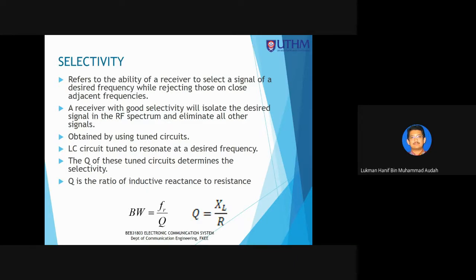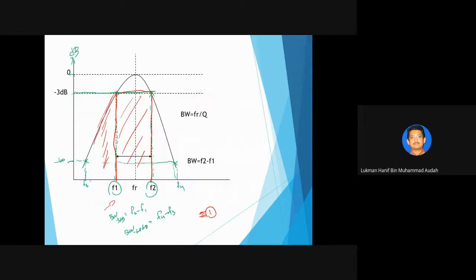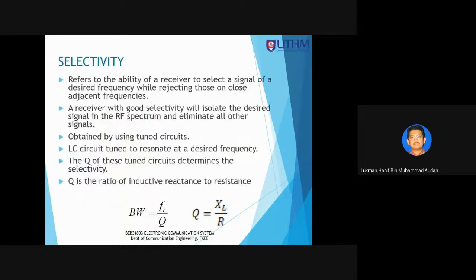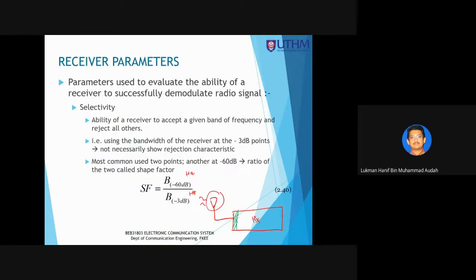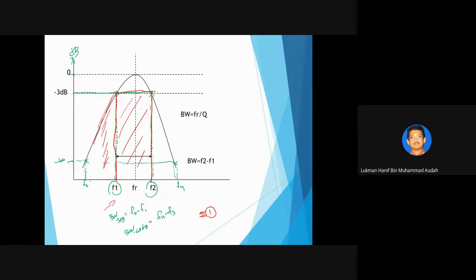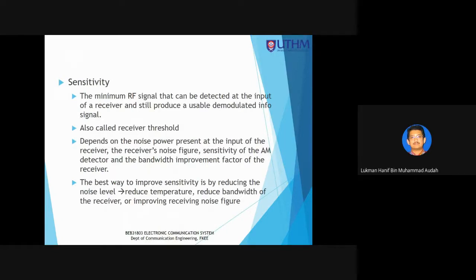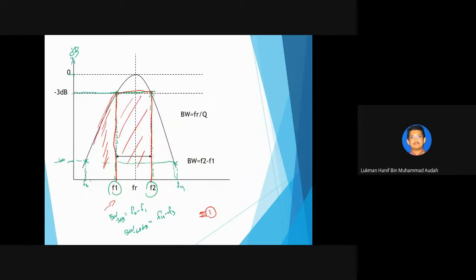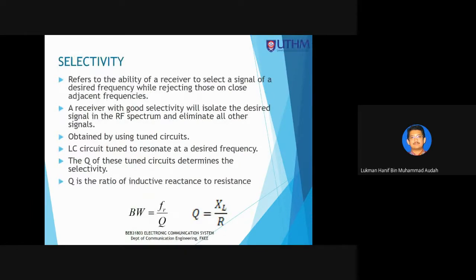Okay, so selectivity ada dua perkara di sini. Sorry, sensitivity sorry. Ini masih selectivity. Sorry, saya tersilap tadi. Oh, ni masih selectivity. Sorry, saya ingatkan sensitivity. Saya dah terlajak ke depan yang ini. Tadi saya sebut pasal sensitivity. So selectivity masih yang tadi. Selectivity is, sorry I repeat again, the ability of the receiver to select the desired bandwidth and remove the others. Kebolehan untuk memilih portion of frequencies.